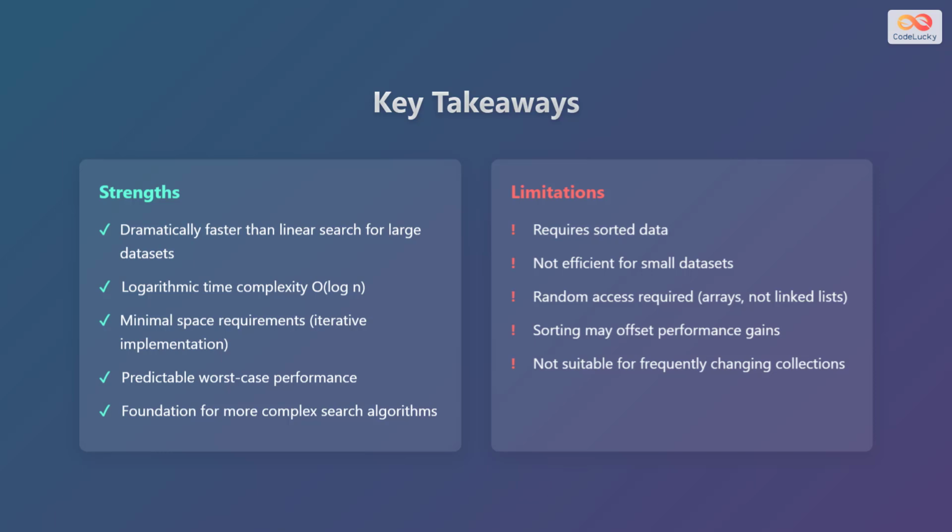However, binary search also has limitations. It requires the data to be sorted. It is not efficient for small datasets. It needs random access, making it suitable for arrays but not linked lists. The initial sorting step may offset the performance gains, and it is not ideal for frequently changing collections.